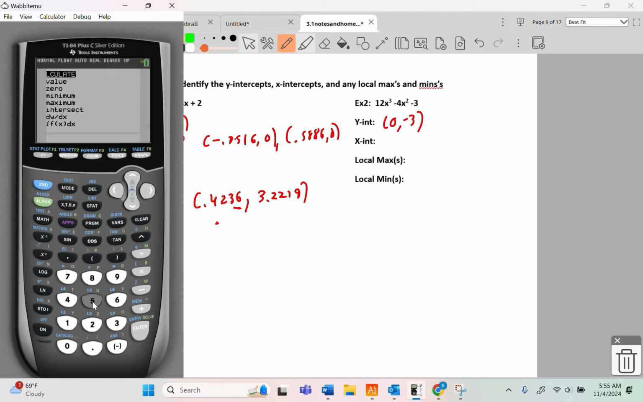Second trace, 5 for intersect. Get close. Enter, enter, enter. 0.7623.